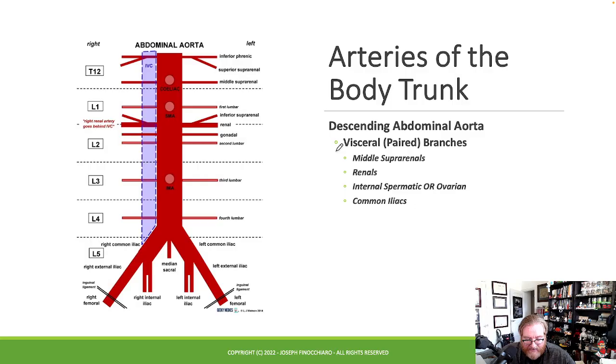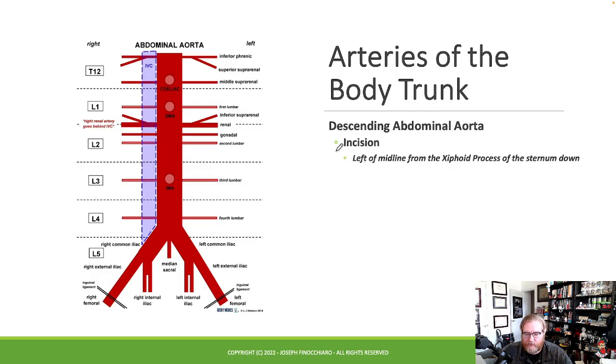You then had the visceral or paired branches, middle suprarenals, renals, internal spermatic or ovarian, and the common iliacs. These are feeding things basically on the front of the body, the intestines, the sexual reproductive organs, etc.